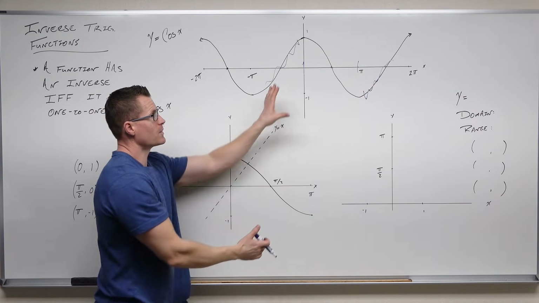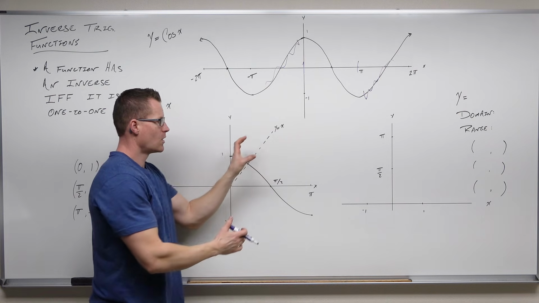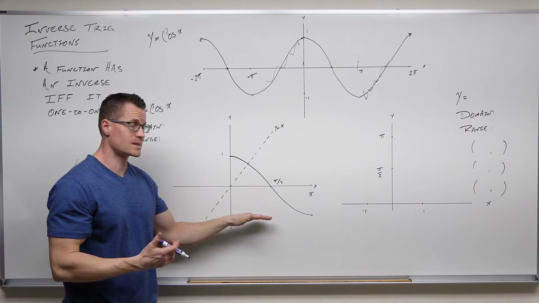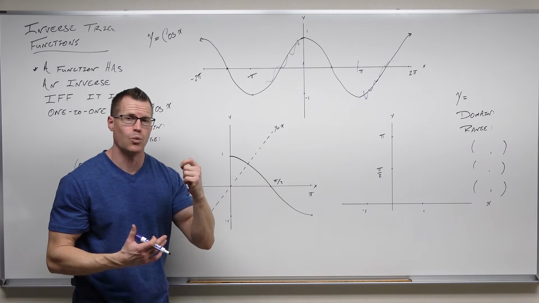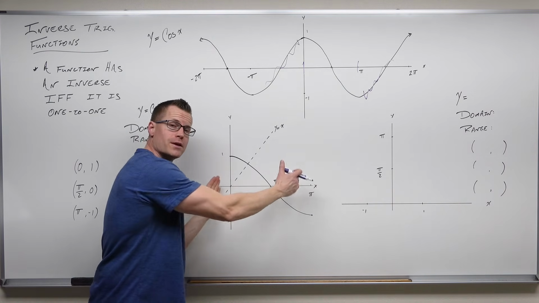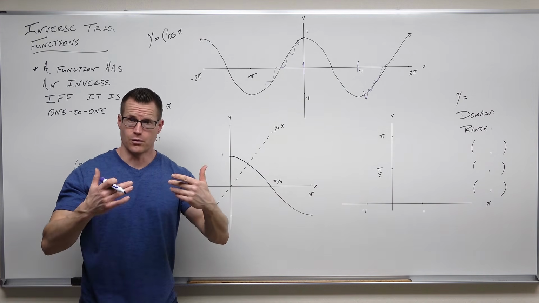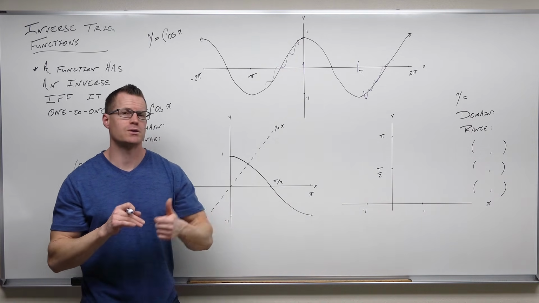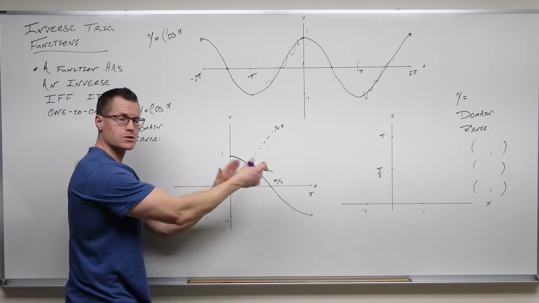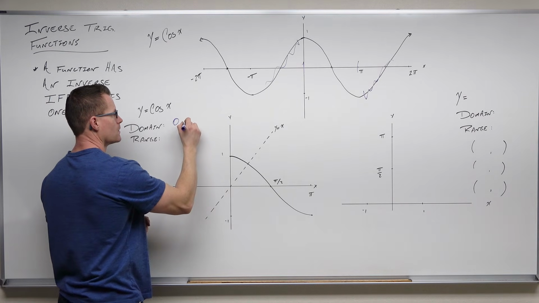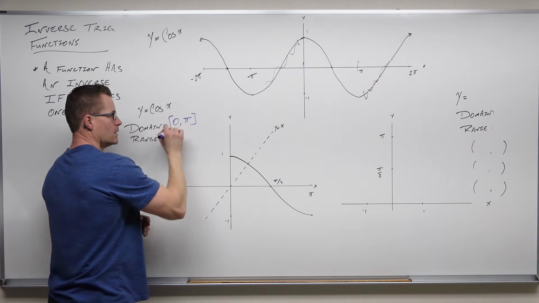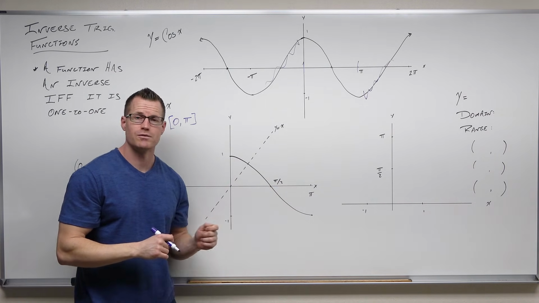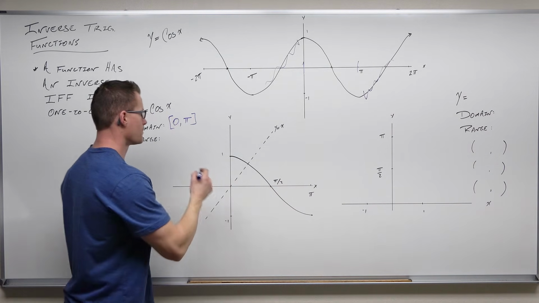So from 0 to pi, we have this portion on our graph. It passes the horizontal line test. It is one-to-one. Every input's giving one unique output on this interval. Well, that, therefore, is the domain on which we can find an inverse for cosine x. So our domain is from 0 to pi. Now, consequently, 0 has an output of 1 and pi has an output of -1, so that is our range.